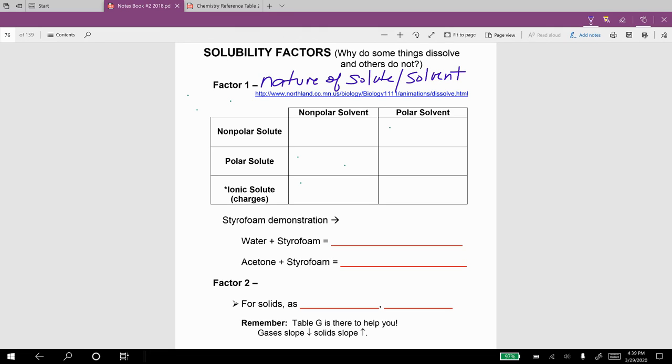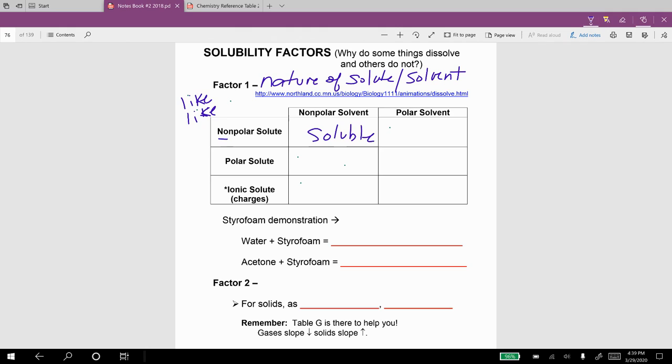So basically, it all comes down to what we did in our bonding unit, which is like dissolves like, right? So that means that only things that are like each other can basically dissolve in each other, right? This is why oil and water don't mix. So if I have something that's nonpolar and nonpolar, we're going to say that is soluble. Okay, so soluble. That means it will dissolve.